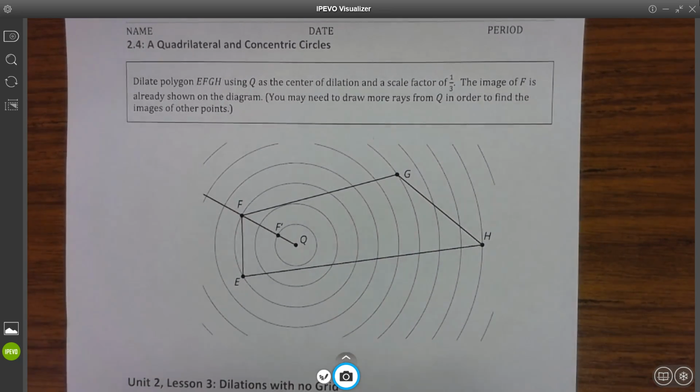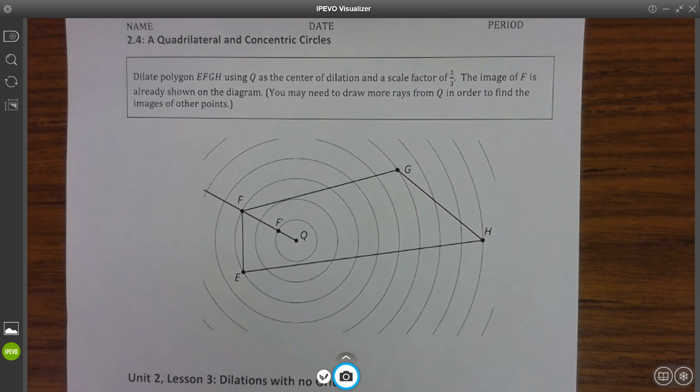A quadrilateral and concentric circles. So concentric circles looks a lot like our circular grid, but it does not have the lines, right? Our directions say dilate polygon EFGH using Q as the center and a scale factor of 1/3. The image of F is already shown on the diagram. You may need to draw more rays from Q in order to find the images of the other points.